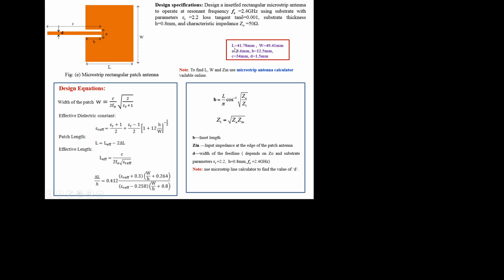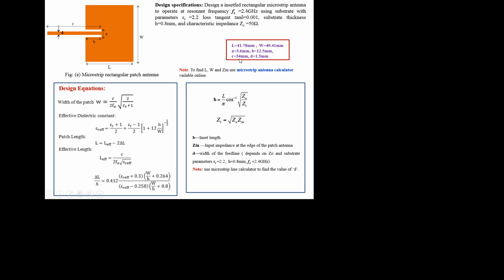From the online calculator we got L, W, and A, which is from here to here. You should provide a gap from here to here and from here to here. So we have taken this A, double this value, as 3.6 mm, the distance from here to here. It should not be very small, so we have taken this as 3.6 mm.